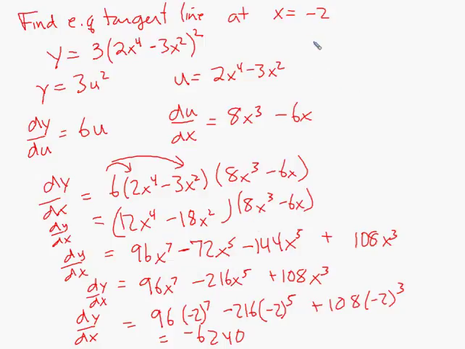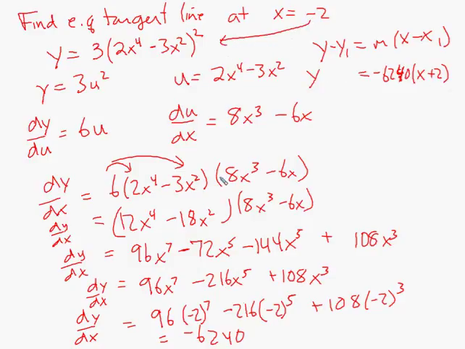Alright, so we need to find the equation of the tangent line, so we go back to our point slope form. We never calculated what point we're at, so we really should have done that first. All we had to do was plug this in. So we plug in our negative 2 into the original function to figure out what point we're at. So we'll do that.